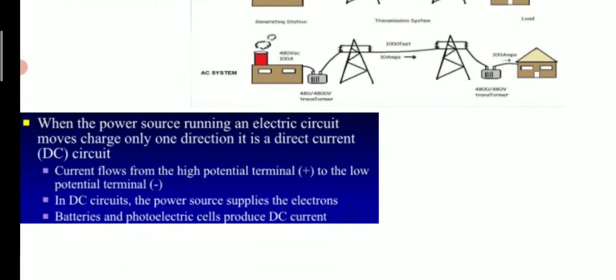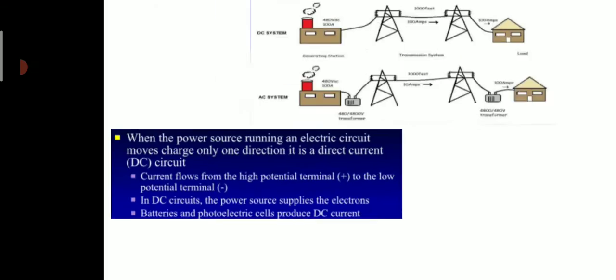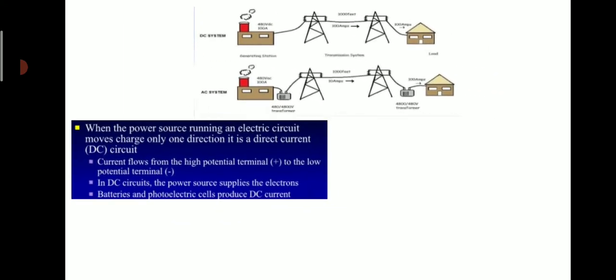So, when the power source running an electric circuit moves a charge in only one direction, it is called a DC current. Current flows from the high potential to the low potential terminal. In a DC circuit, the power source supplies the electrons, and batteries and photoelectric cells produce DC current. These are some of the examples of DC current.